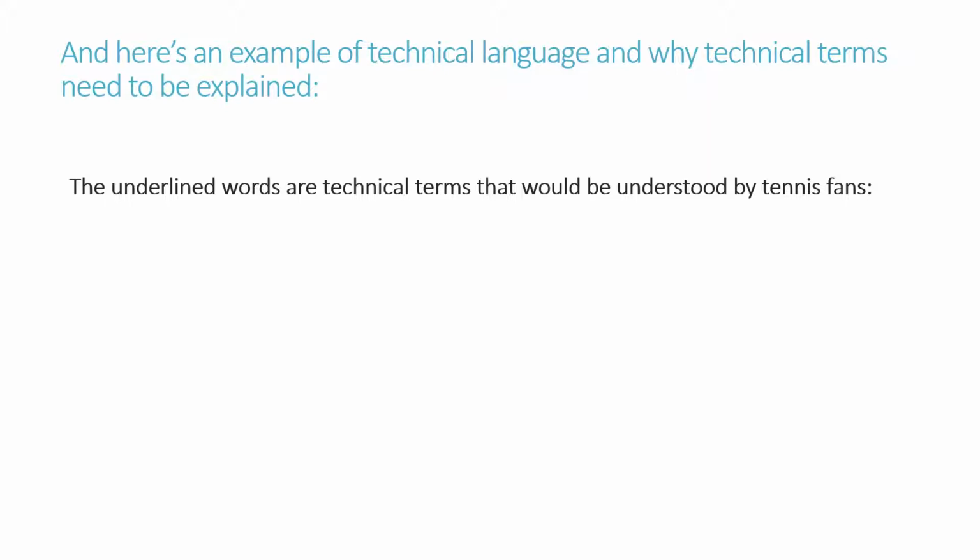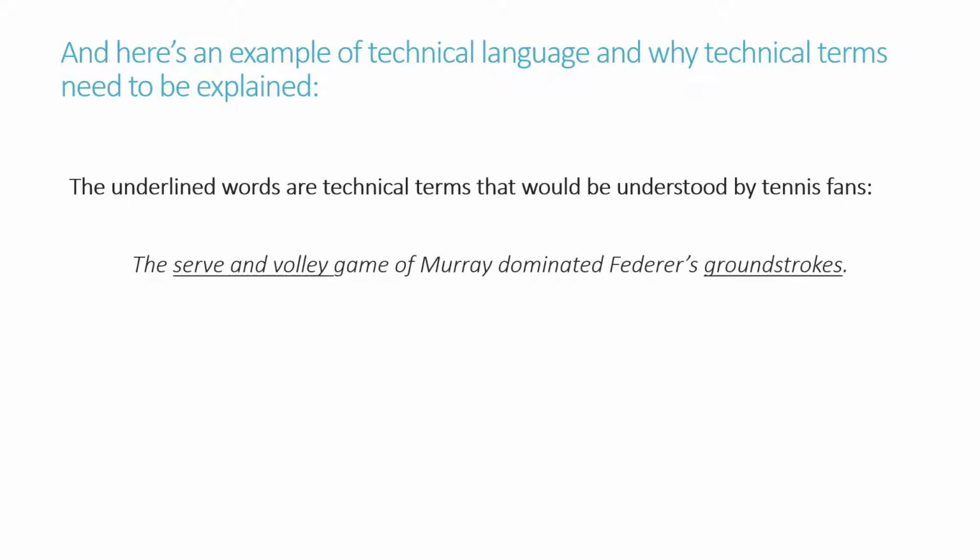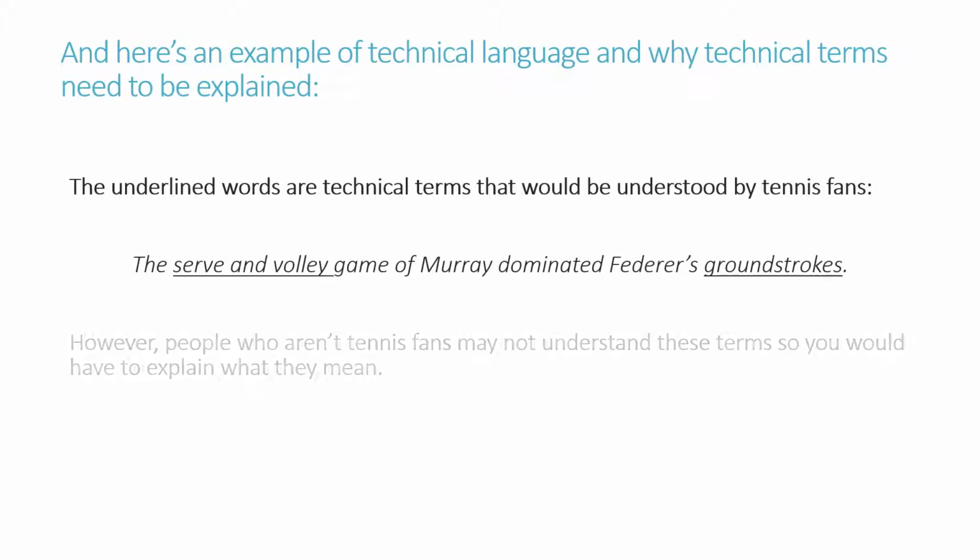And here's an example of technical language or jargon and why technical terms need to be explained. The serve and volley game of Murray dominated Federer's ground strokes. The underlying words are technical terms or jargon that would be understood by tennis fans. However, people who aren't tennis fans may not understand these terms, so you'd have to explain what they mean.